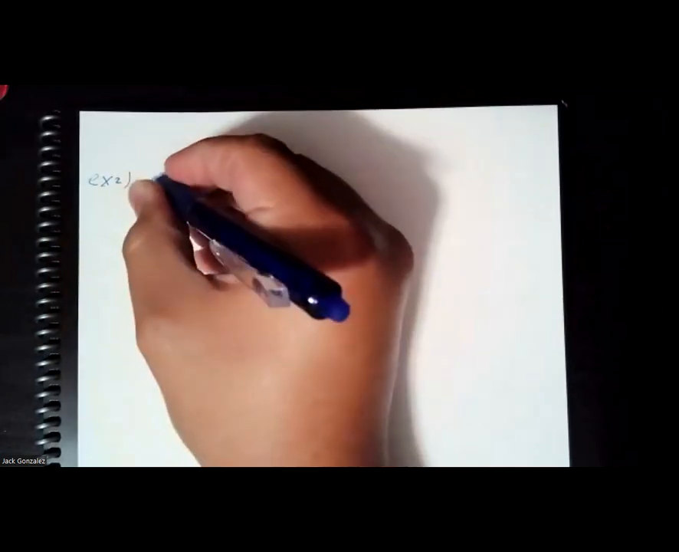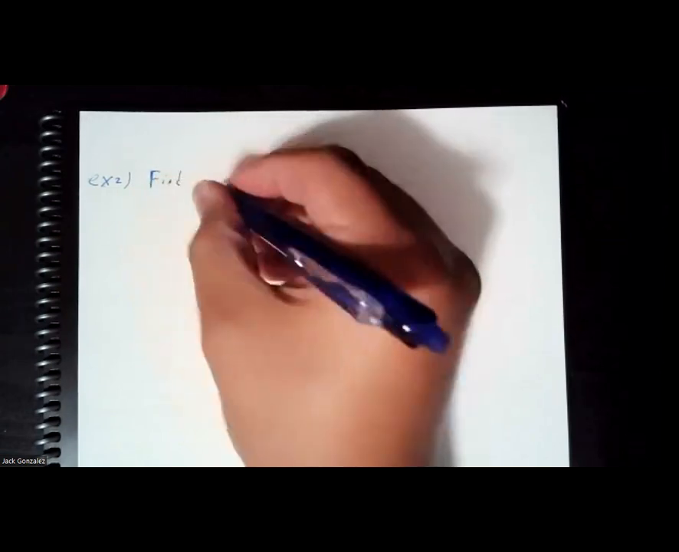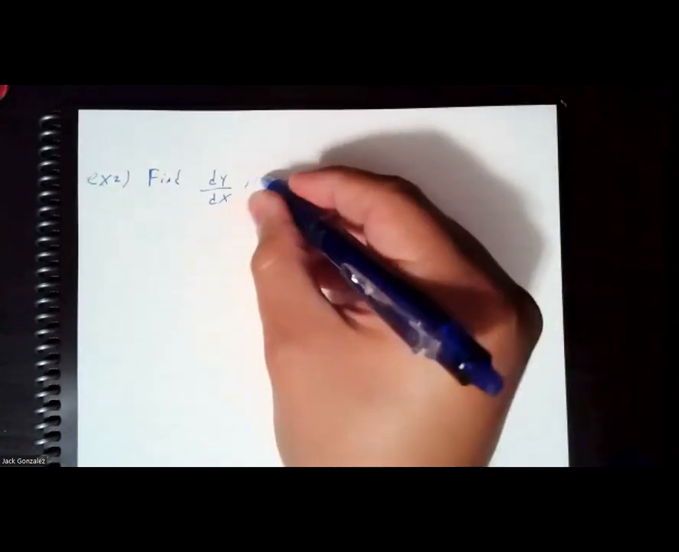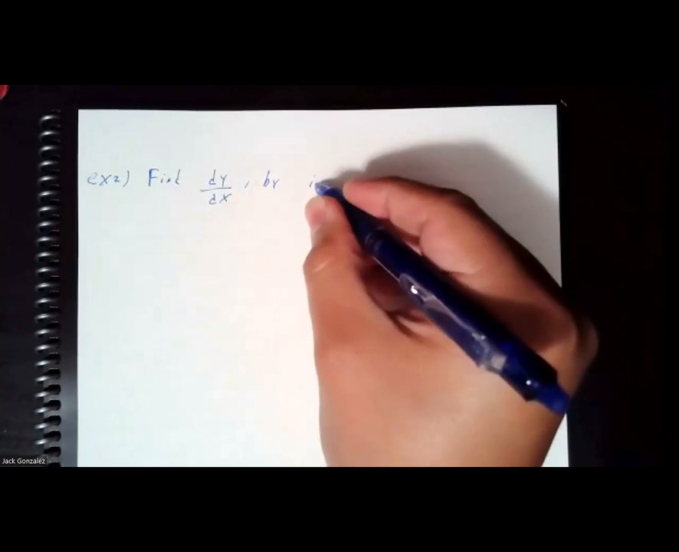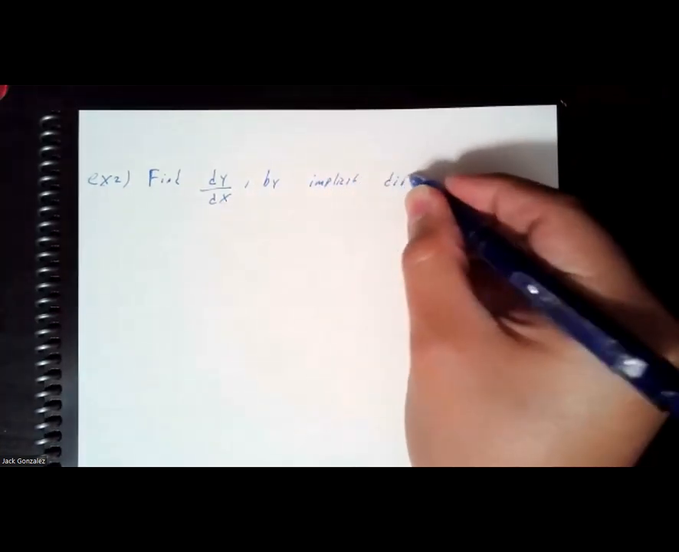All right. So you get clue number 1. Yes. All right. Same question. Find dy dx. I'm not going to write all the old details, but well, I guess I can. By implicit differentiation.